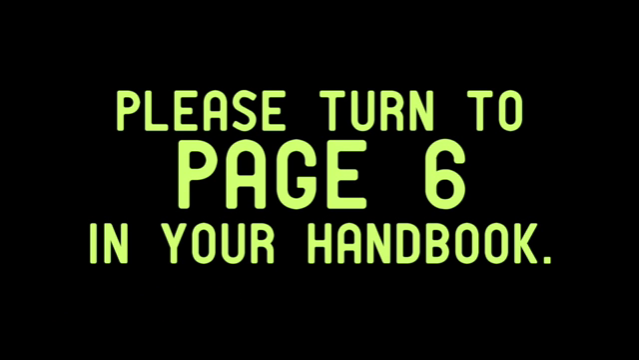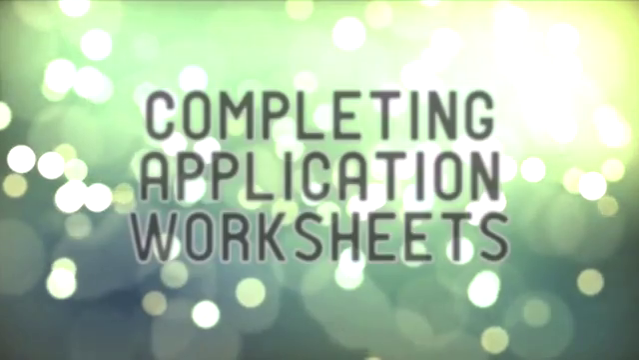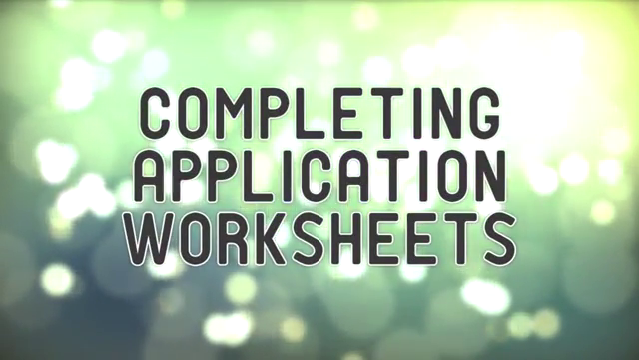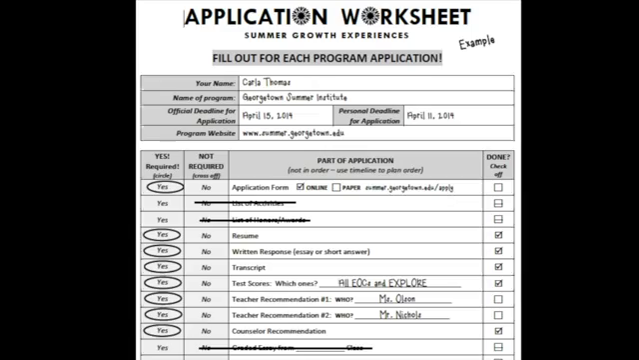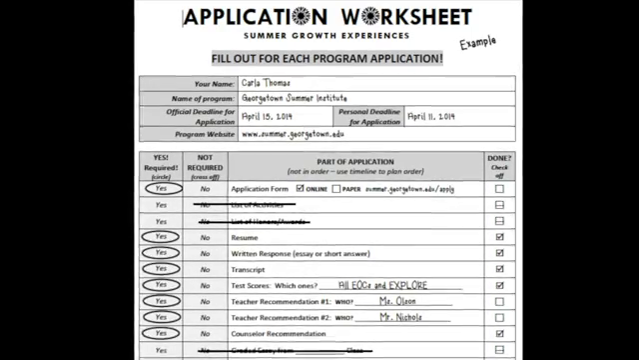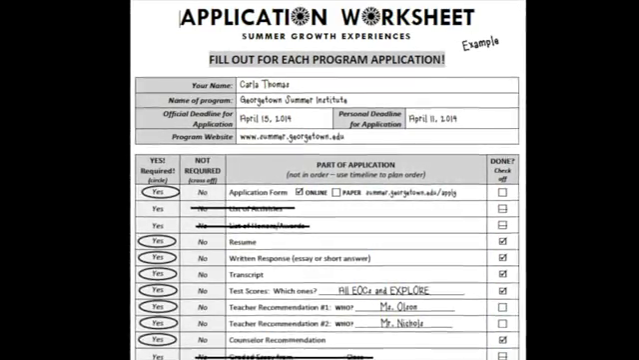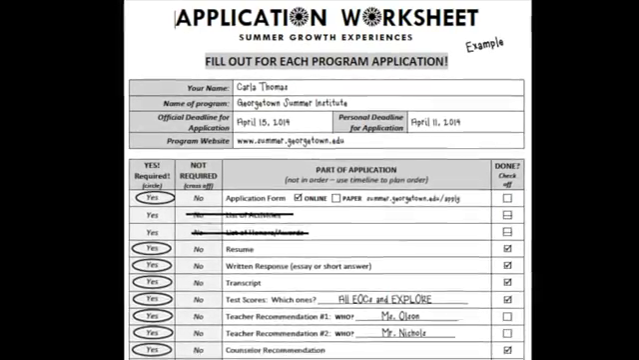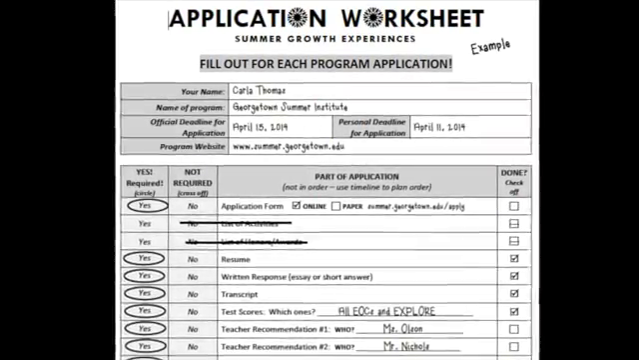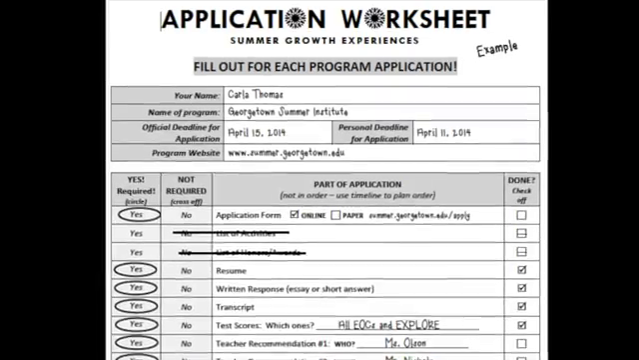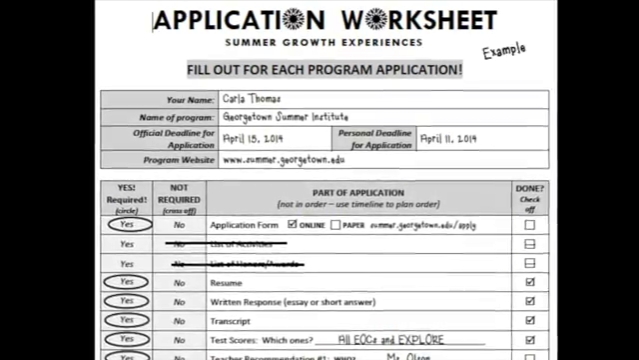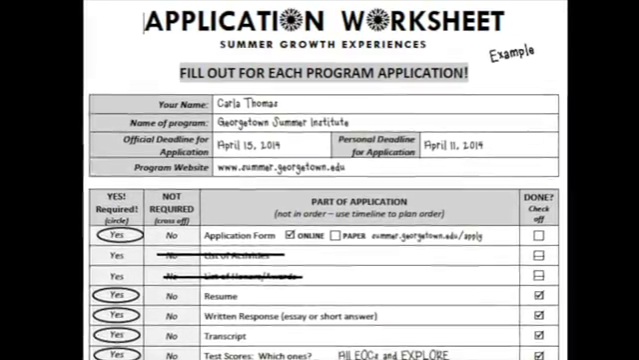Let's turn to page 6 for an example of an application worksheet. Page 6 includes an example that is already filled out for you. You will need to complete an application worksheet, the thing you're looking at on page 6, every time you apply for a program. These application worksheets should be kept with your SGE handbook in the advisory tab of your binder.